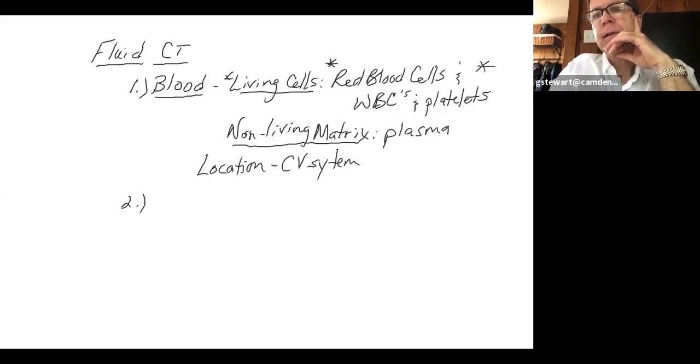The second one is called lymph. It's a fluid connective tissue. Lymph is just the fluid that we find in the lymphatic system.